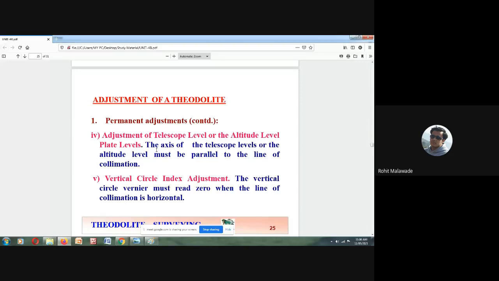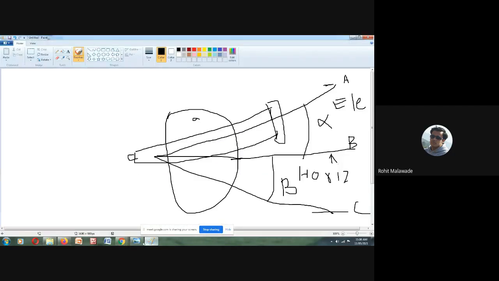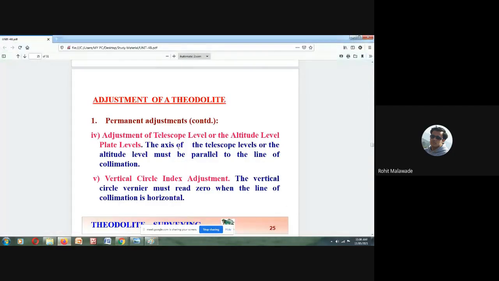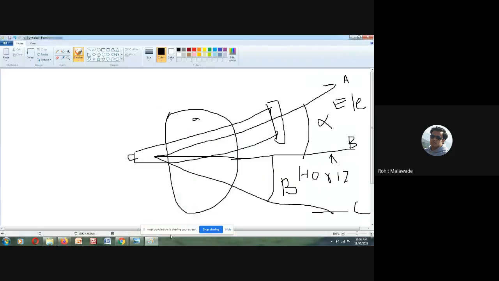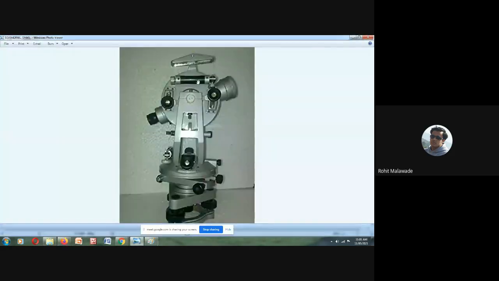Okay, adjustment of the telescope level or the altitude plate level, right? The axis of the telescope level, or the altitude level, must be parallel to the line of collimation. That means this altitude level and the horizontal plate level should be exactly at the center, and that means it should meet exactly with the line of collimation.